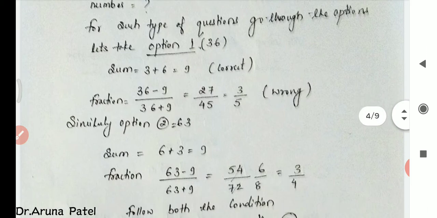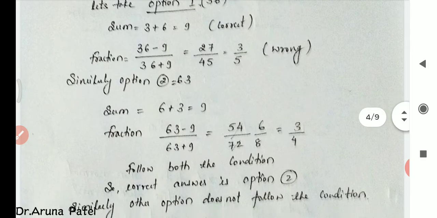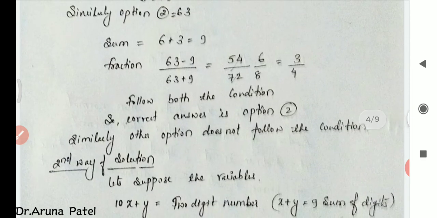Similarly for option 2, 63: the sum is 6 plus 3, which is 9, satisfied. Fraction: 63 minus 9 over 63 plus 9. On simplifying we get 54 by 72, which equals 6 by 8, or on further simplifying, 3 by 4. So this is the correct answer, satisfying both conditions from the question. So the correct answer is 2. Similarly, the other options do not follow the conditions.